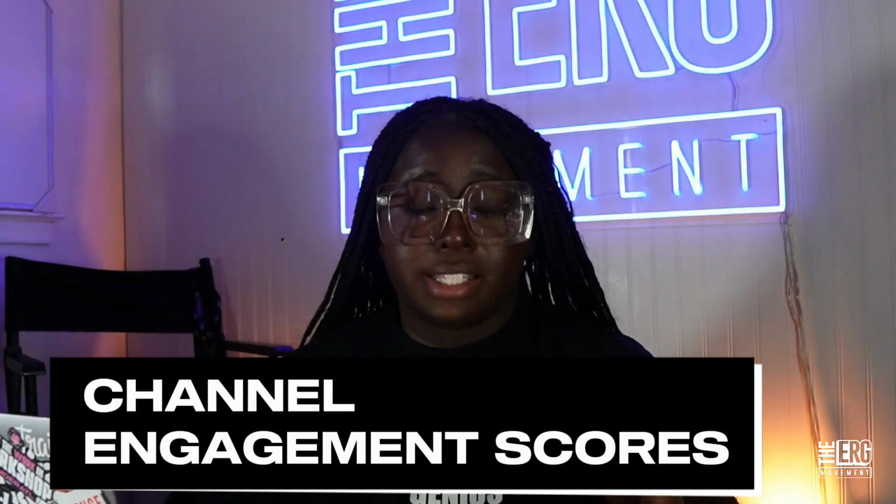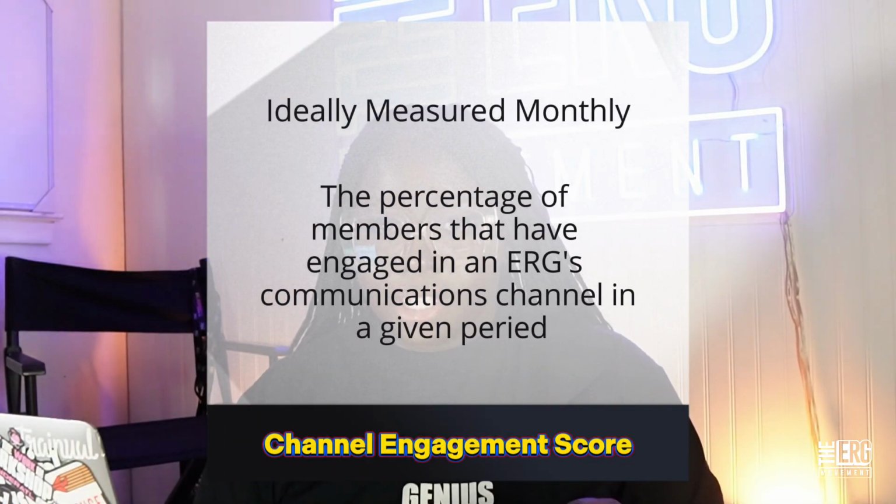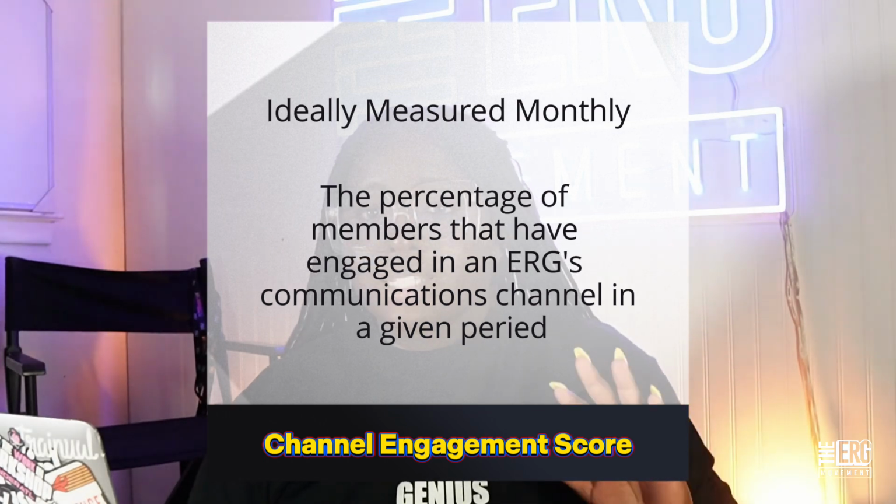Channel engagement scores. For context, this is about the percentage of engagement that your communication channel is experiencing. Formerly known as the Slack engagement score, the communication score averages up the number of posts and emoji reactions over the number of people who opened up your channel. And with that, it comes out with the metric.